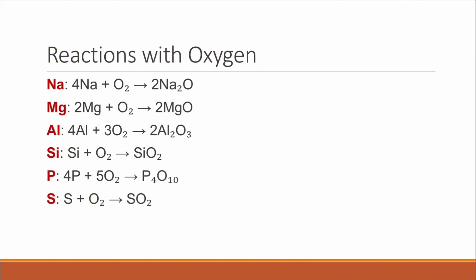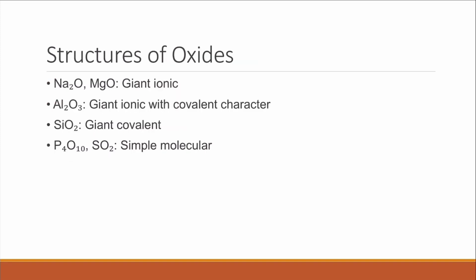Reaction with oxygen: the period 3 elements react with oxygen to give you the oxides. So sodium will give you sodium oxide, magnesium oxide, aluminum oxide, and silicon oxide. The only one that you need to memorize, because it doesn't follow what you expect, is the reaction between phosphorus and oxygen, because the formula of this oxide is P4O10. It's not the expected P2O5.